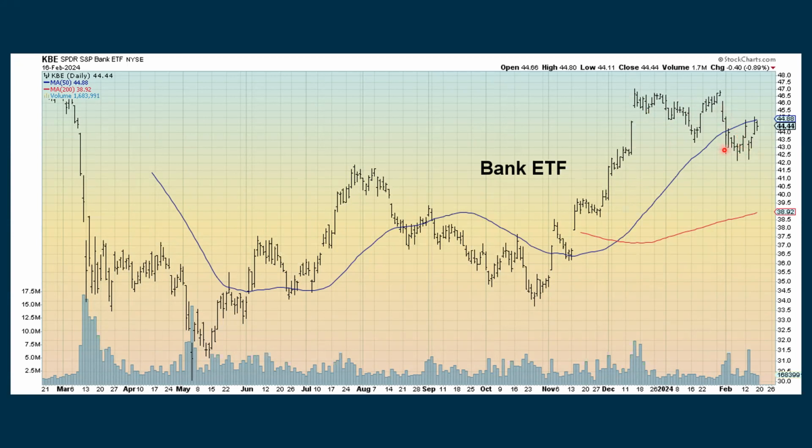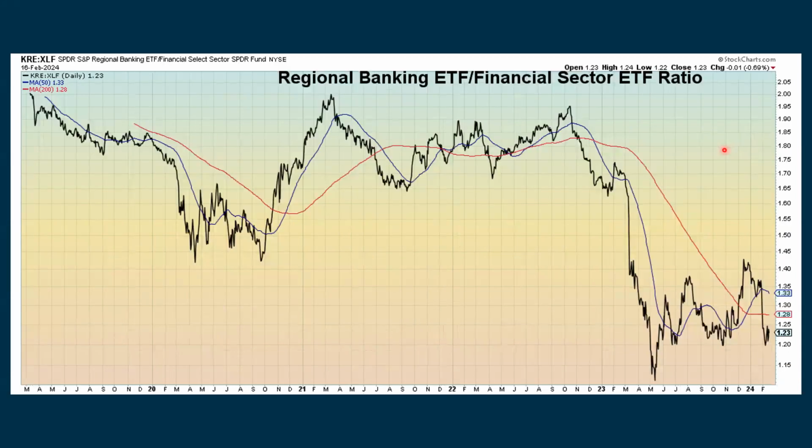But we're still in that uptrend. And we break this down a little bit more. There's a regional banking ETF, and we compare that with the financial sector. And when we broke a year ago, this really came down and we've been chopping sideways. Near the end of 2023, this started to go back up enough to generate a golden cross with this ratio.